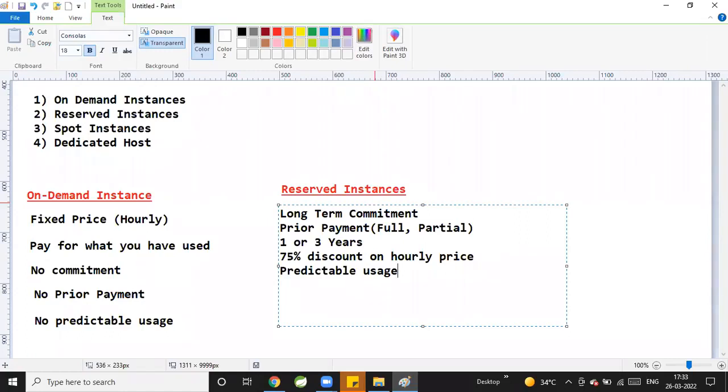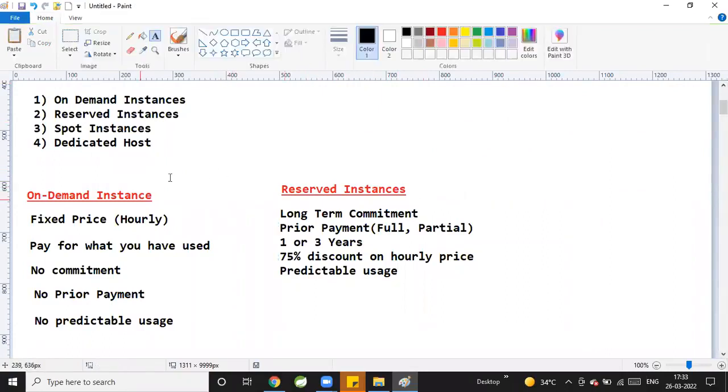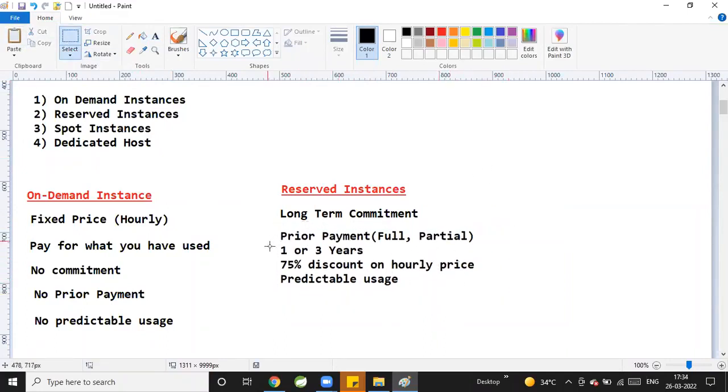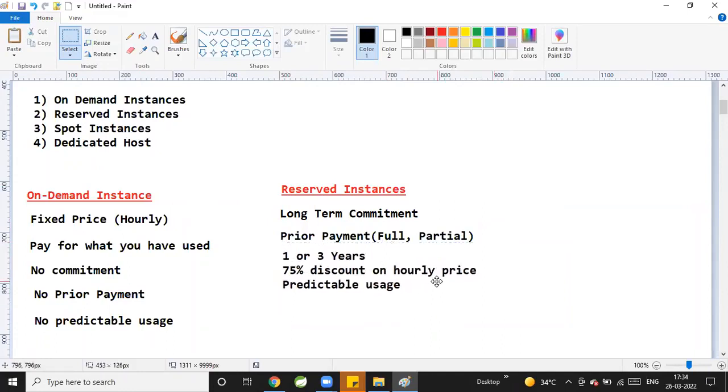There are some reserved instances also offered by AWS. When you want to go for these, you need to have a long-term commitment with AWS. What is the minimum commitment? 1 year. Maximum they are going to give you is 3 years. After 3 years, if you still want to continue with that instance, you need to renew your plan.